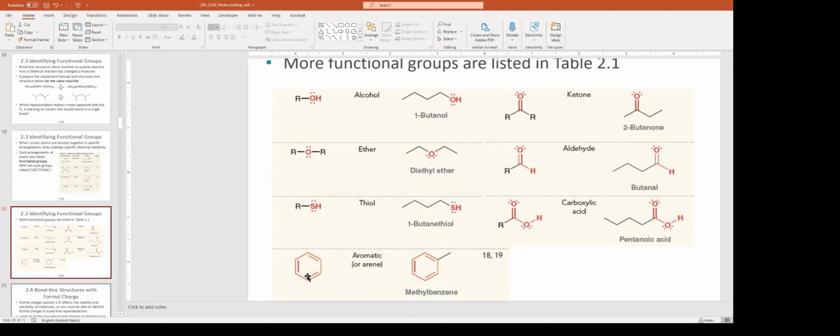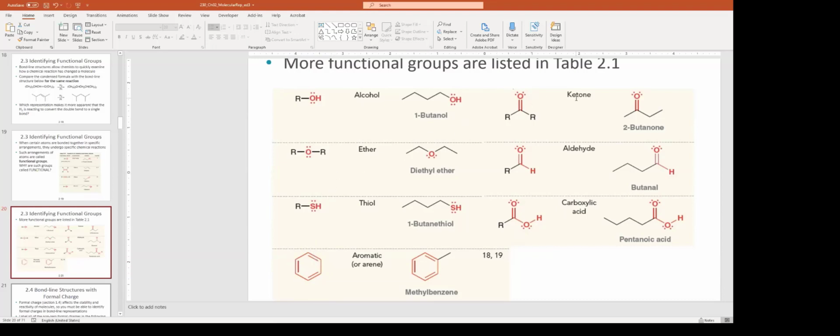Aromatics. We're going to define aromatics later, but for right now, I'm going to give you a very simple definition. Anything that contains this group here is called aromatic. This molecule right here is called benzene. Okay, benzene. Anything that contains benzene is aromatic. That is a very common pattern, and we'll see it quite a bit later on.